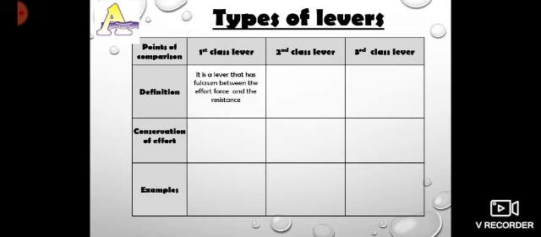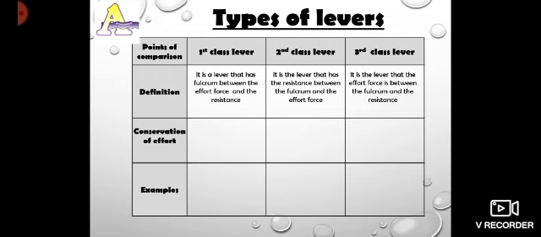The first class lever is the lever that has the fulcrum between the effort force and the resistance. The second class lever is the lever that has the resistance between the fulcrum and the effort force. The third class lever is the lever that has the effort force between the fulcrum and the resistance.